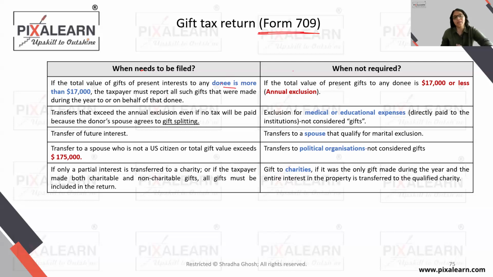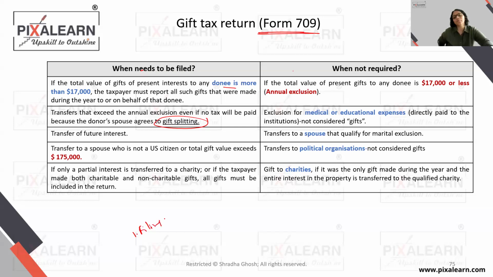If you're gifting anybody anything which is more than $17,000 per person per year, then you have to file the gift tax return. We did gift splitting. So as a spouse, if you're splitting the gifts, so let's say I'm giving you a gift of 24,000 as a married couple. Since 24 exceeds 17, you have to file the gift tax return. So in this area, there's one thing that I want you to understand.